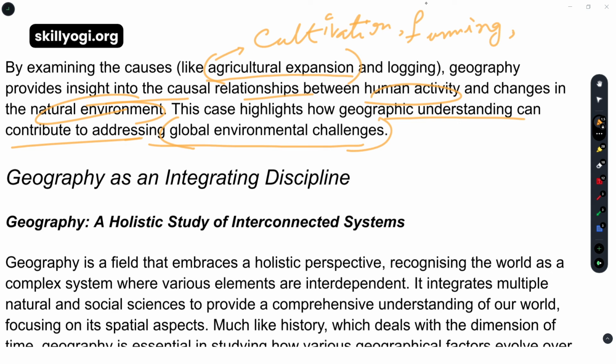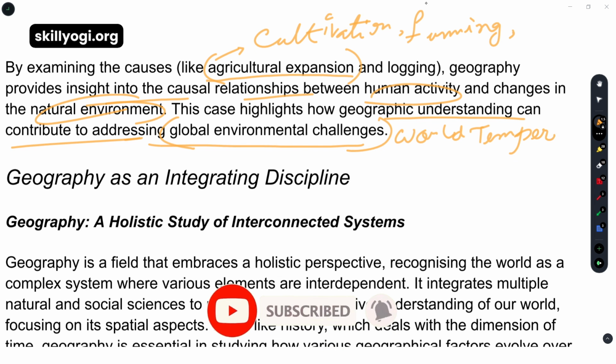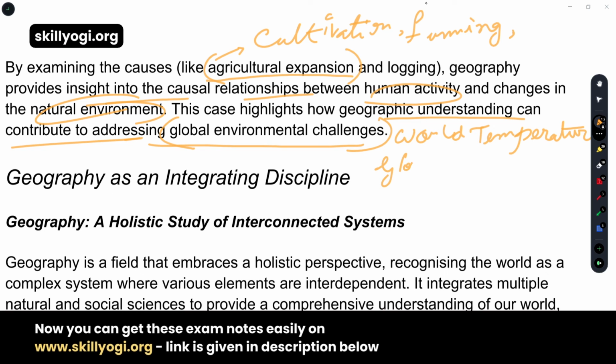Nowadays, we can see that the world temperature is going to rise, right? The world temperature is going to rise. That is called global warming. So this is also changing our environment as a whole, right? So that is explained over there.